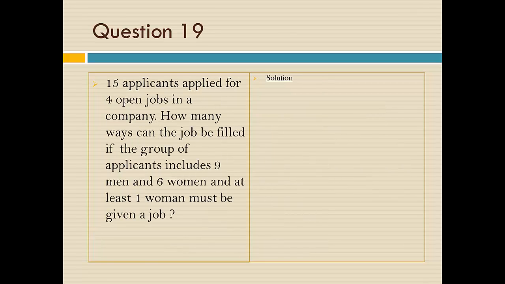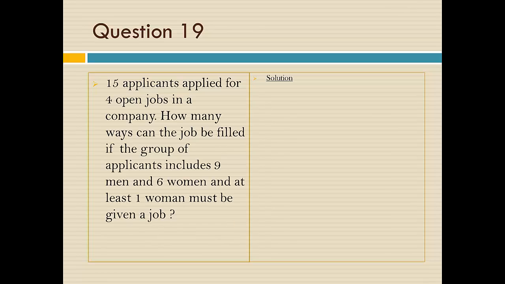Question 19. 15 applicants applied for the 4 jobs, and in this case, it includes 9 men and 6 women. If at least one woman must be given a job and you have 4 jobs, at least one means greater than or equal to 1. So if I say, please give me at least $20, that means you could give me $20, $21, $22, or $23.